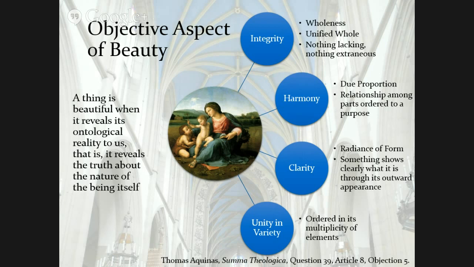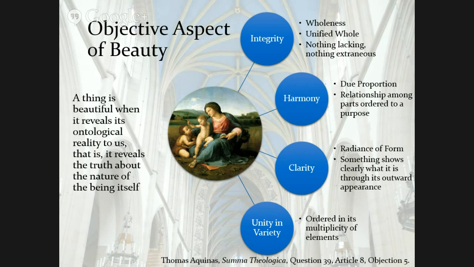And so we talked about the categories of integrity. There's a wholeness. It's not lacking anything. Harmony, the relationships between different parts work together. Clarity or radiance of form, that it actually shows forth what the thing is in and of itself. And then unity and variety. So it may have varieties of elements, but they work together in a comprehensive whole.